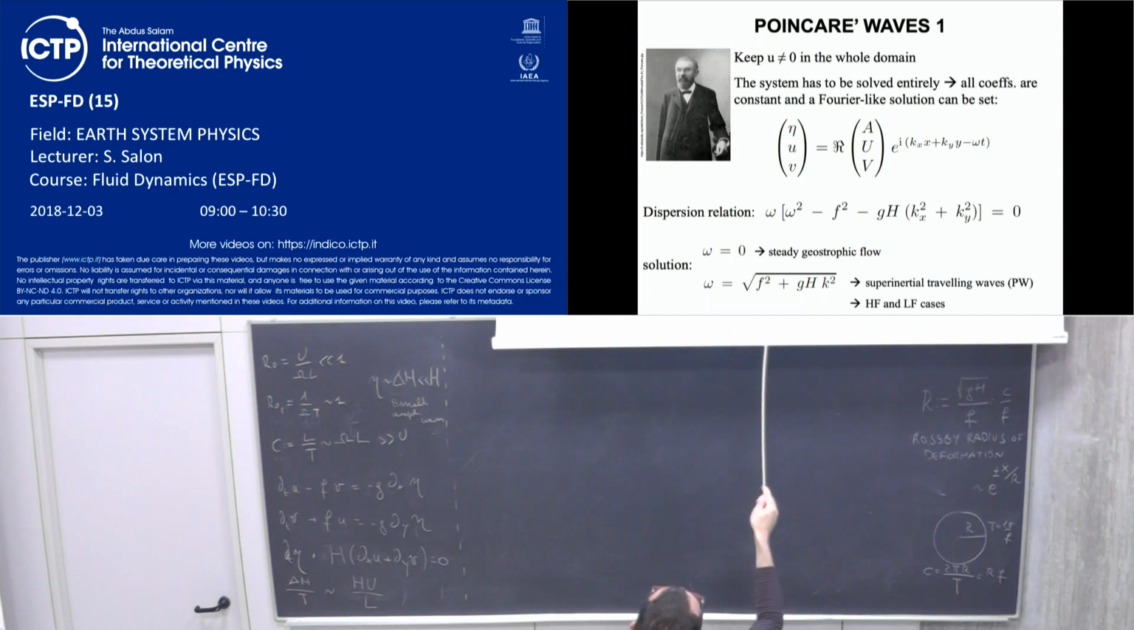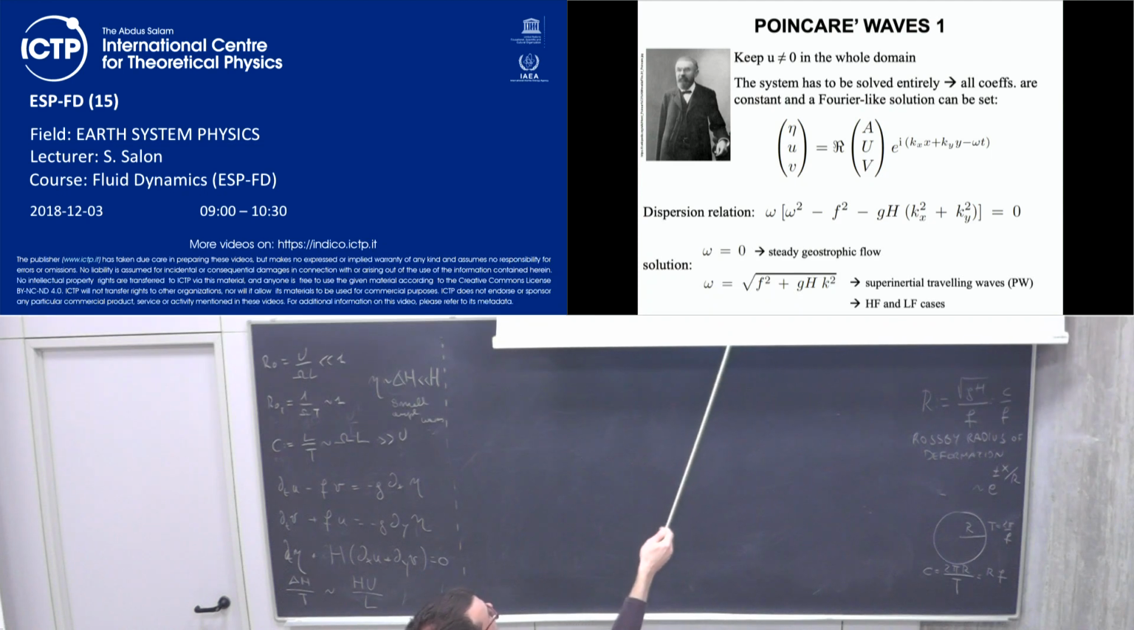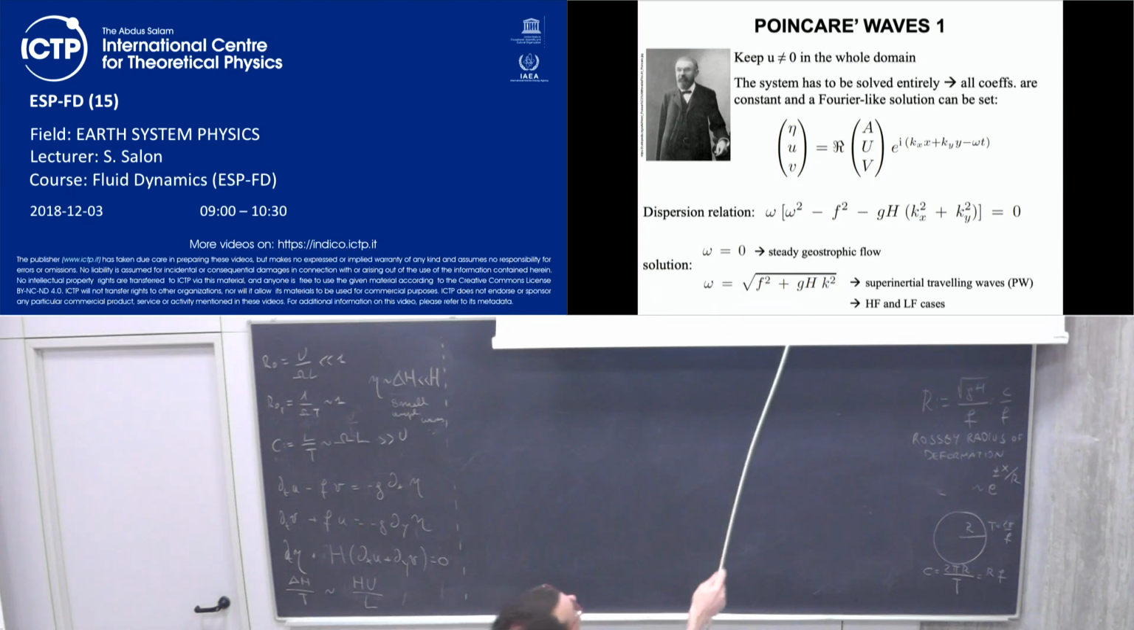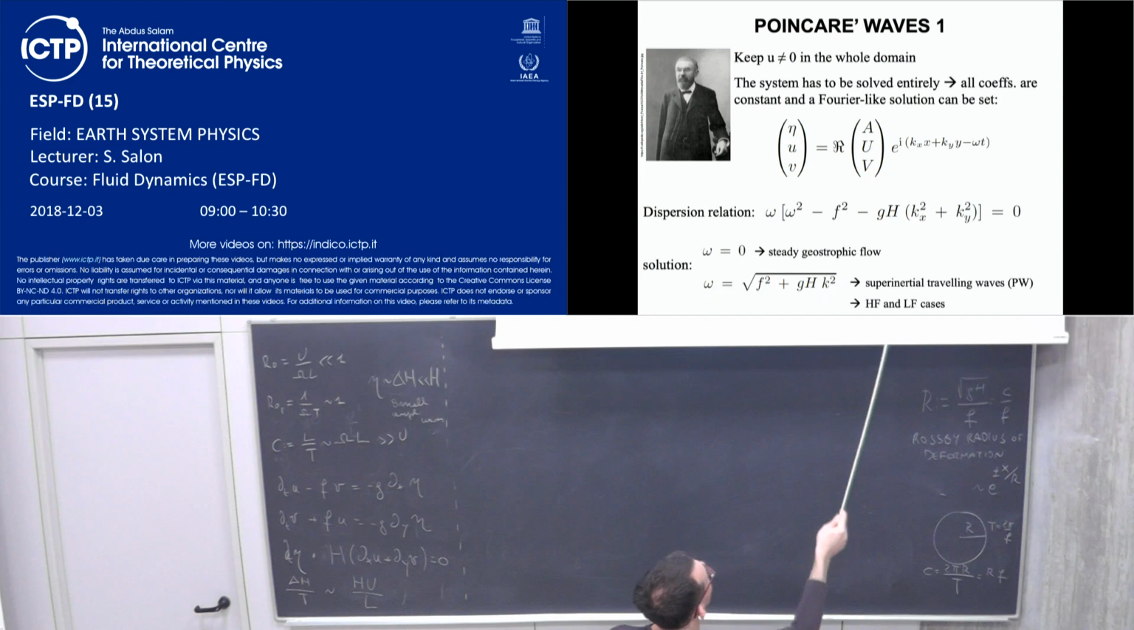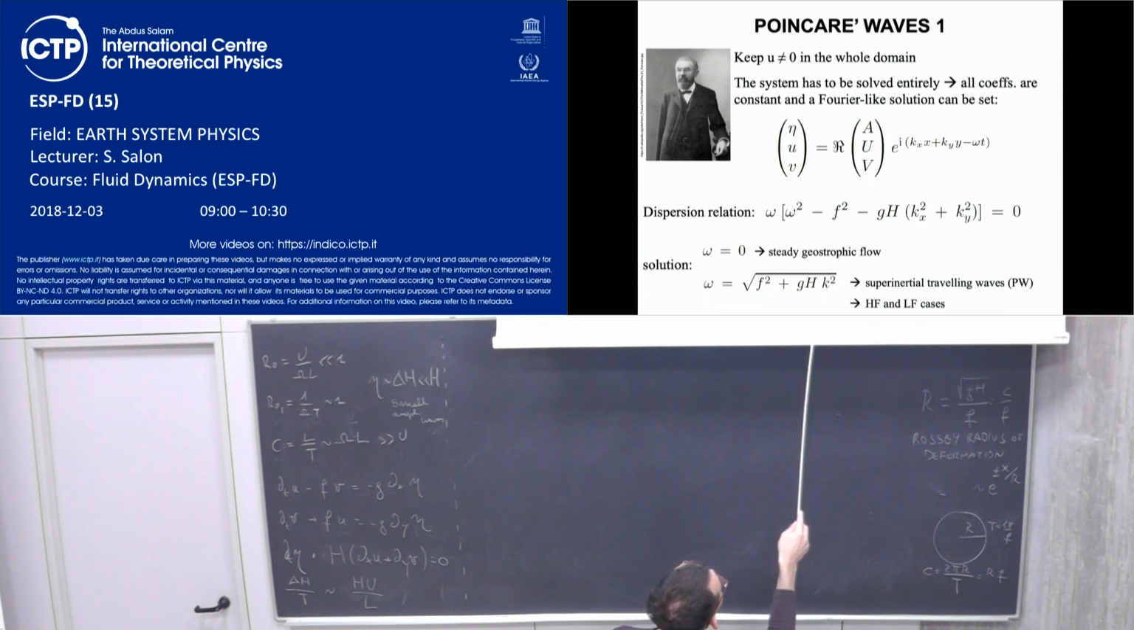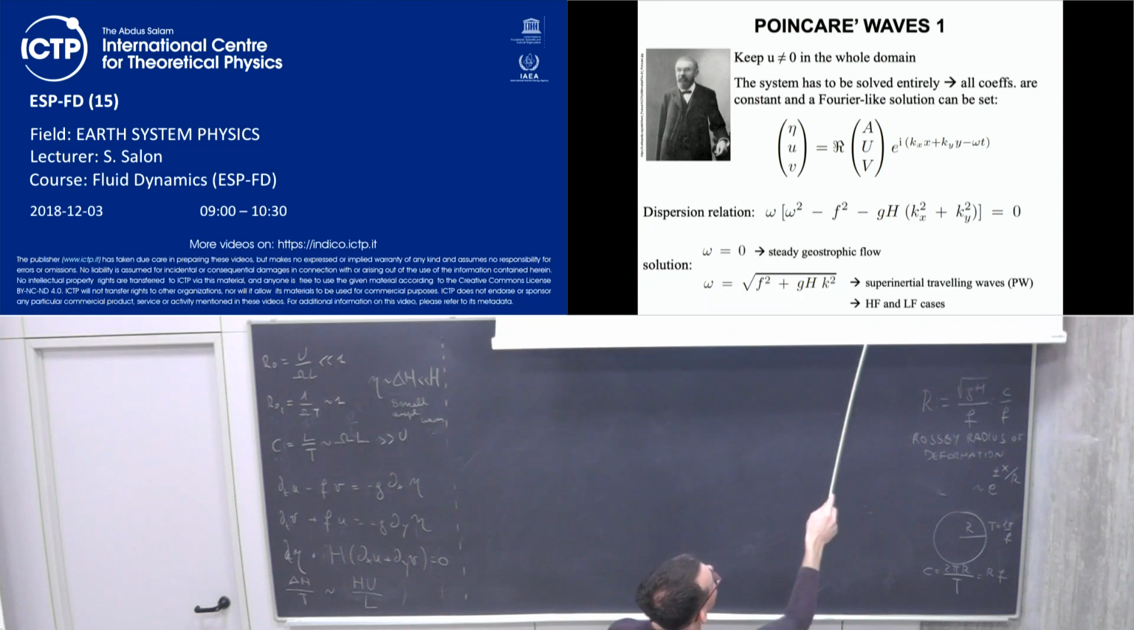Okay, so Poincaré said the system has to be solved entirely, and we can keep all coefficients constant and look for a Fourier-like solution. So we hypothesize that the solutions of our three unknowns, eta, u, and v, are proportional to capital A for eta, capital U for u, and capital V for v, the amplitude multiplied by a general wave form, which is the complex exponential, which contains the wave number in x, the wave number in y, and the frequency omega.